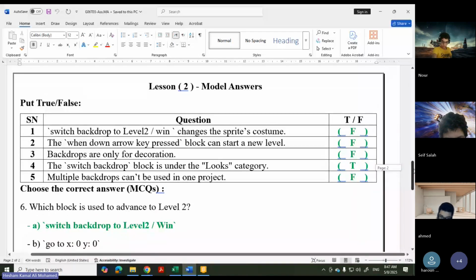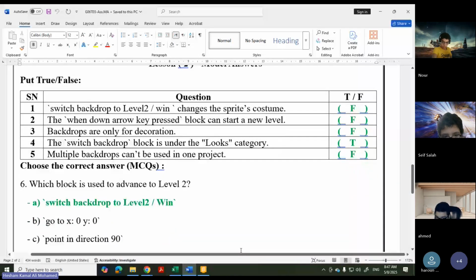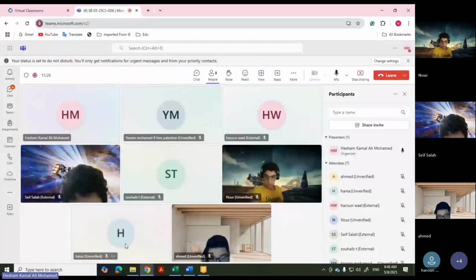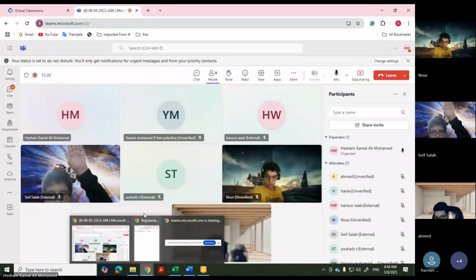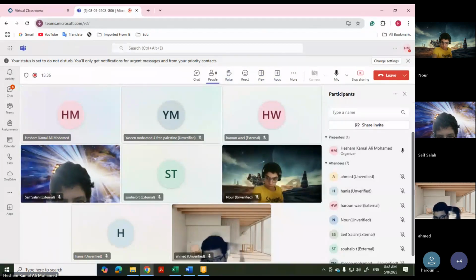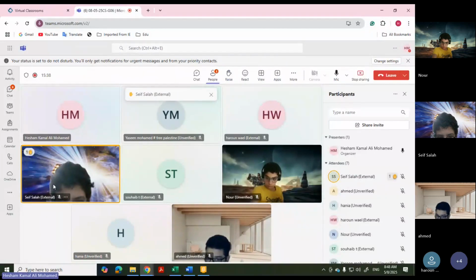I need a volunteer to start. As you can see, the answers are here, but I need to discuss and give a reason for the answer. It's not about answering only the question. It's about knowing the reason why I choose whether it's false or true or whatever the answer is. Any volunteers to start reading the first question? Can you raise a hand using the raise hand so I can see who's raising the hand? Okay, let's start with Safe.